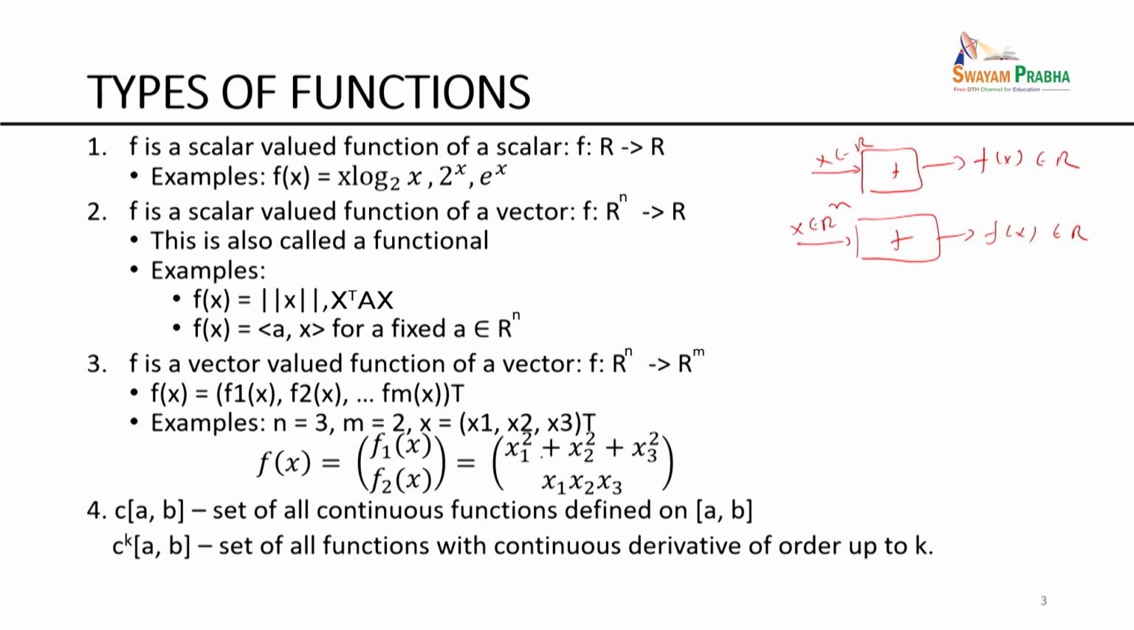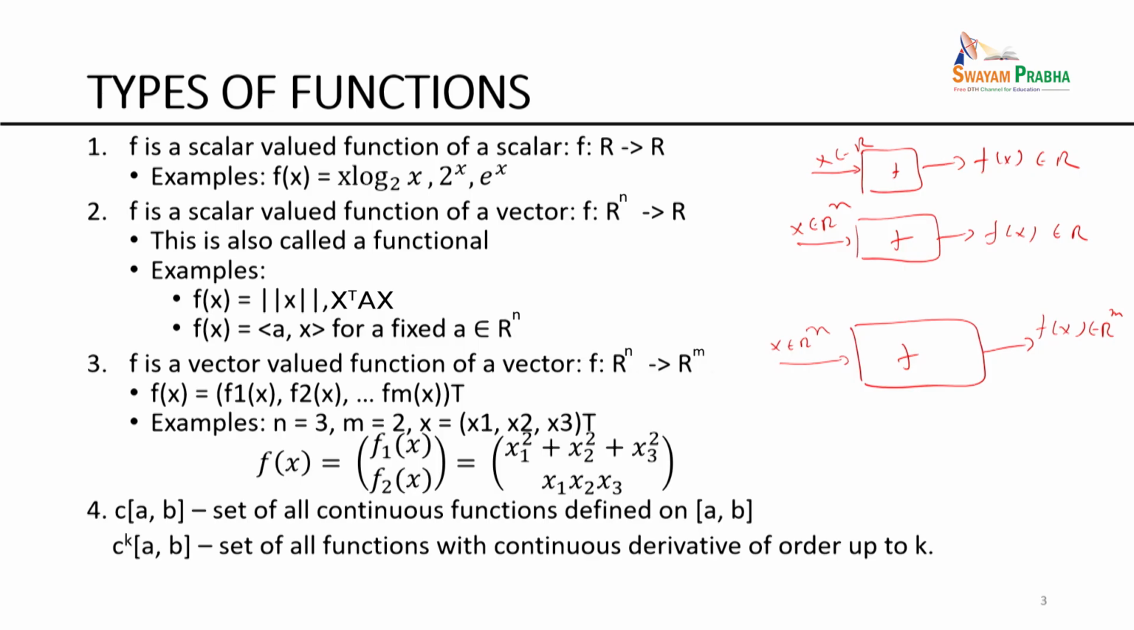The third one is called the vector valued function of a vector. The input must be in Rn, the output must be in Rm. Here is an f. I'm going to give an input in Rn. The output f of x is in Rm. So the function takes a vector as an input, it puts out a vector as an output. That's called a vector valued function of a vector. I'm going to define my output to be f subscript 1, f subscript 2, up to f subscript m. There are m outputs coming out of that, and that's a vector.